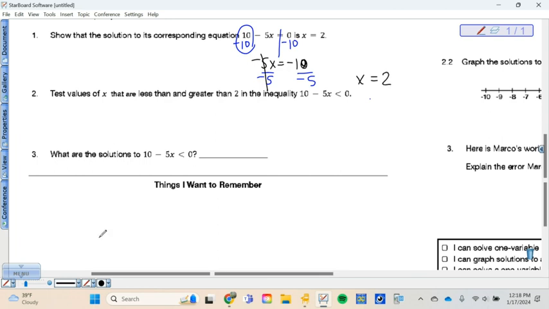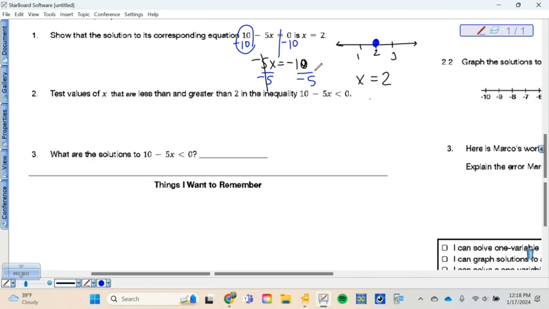Okay, easy enough. And then if I wanted to show that solution on a number line, it would just be one solid dot right at 2, right? 2 is the only solution. And when we have an equation like this, we have just one solution.